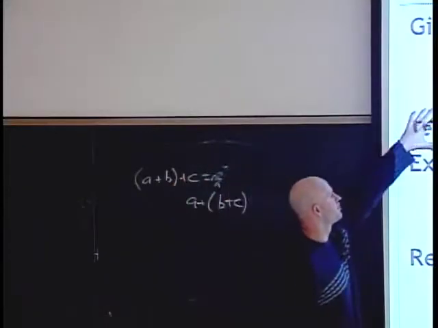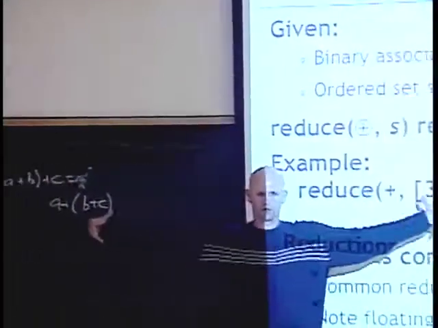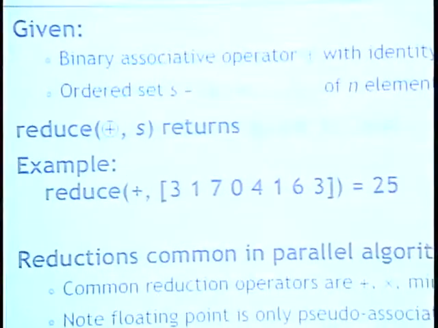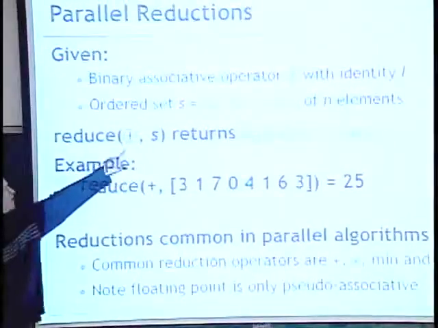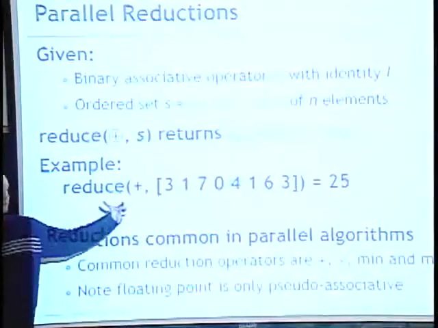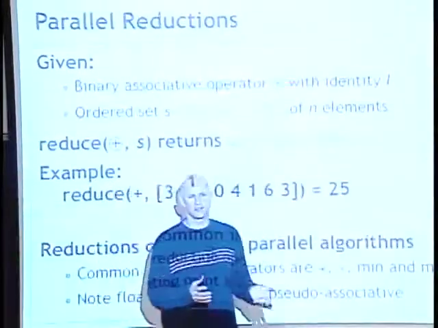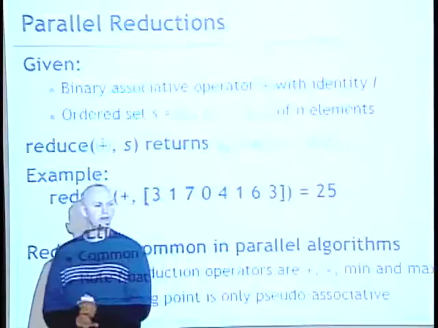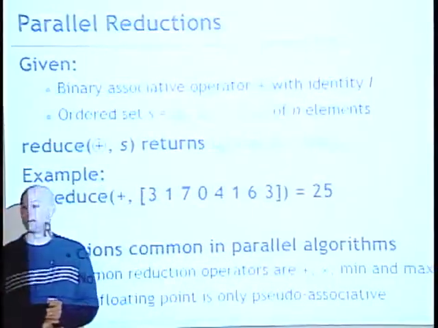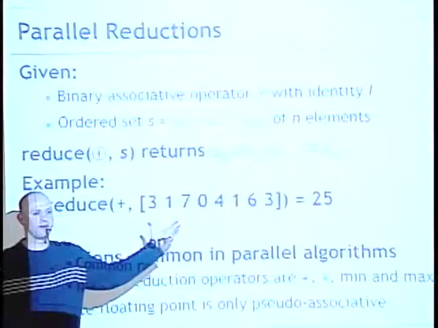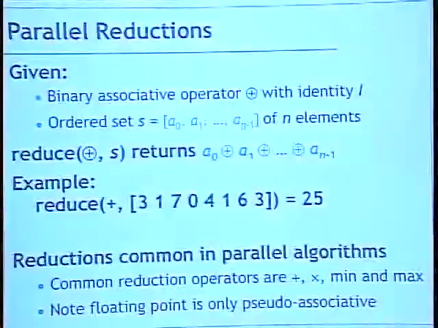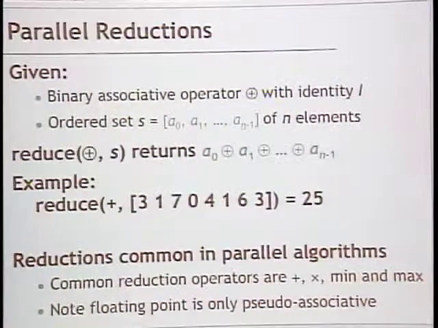Okay, so then we're going to have an ordered set of elements, and we're going to do this reduction on this set with this operator. It's going to return this. You can think of this as plus. You can think of it as multiply. You can think of it as max or min. What's the biggest item out of a set of a million things? Max is a perfectly legitimate operator. So we reduce this set with the operator plus. We just add them all up and we get 25.